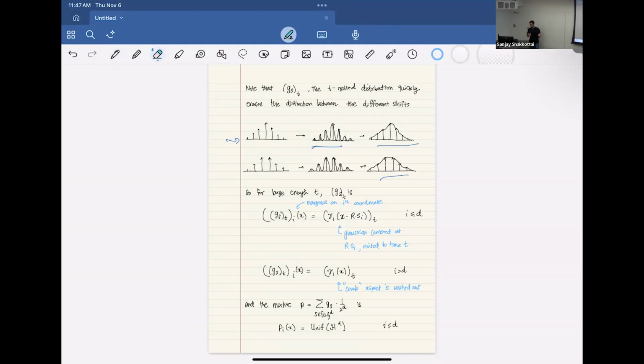Now, a different thing happens at high noise levels. At high noise levels, P is basically just a product distribution. It's very simple: the first d coordinates are just uniform on the hypercube, and the last d coordinates are all just the same Gaussian.